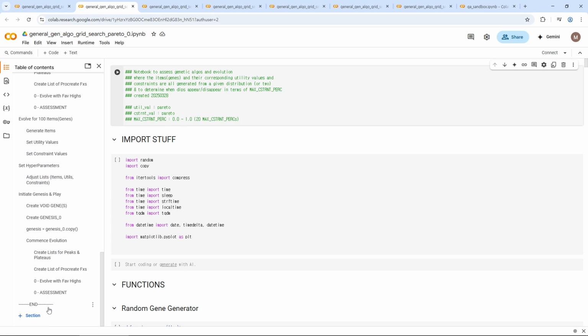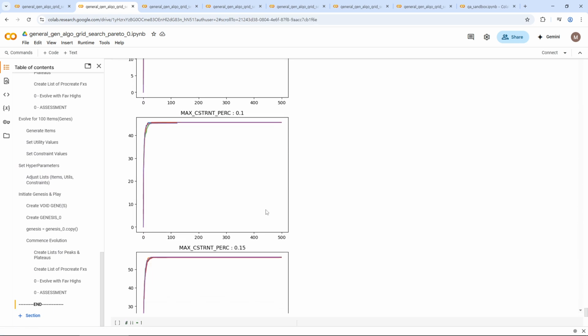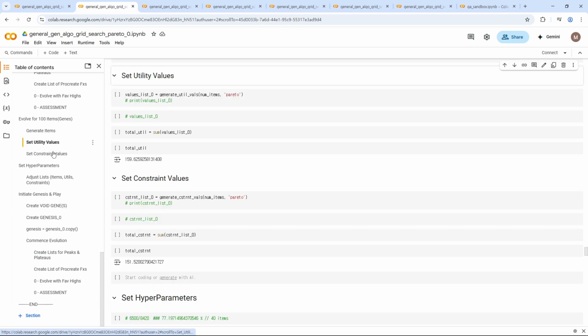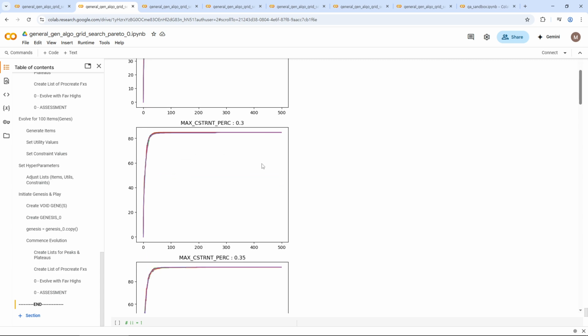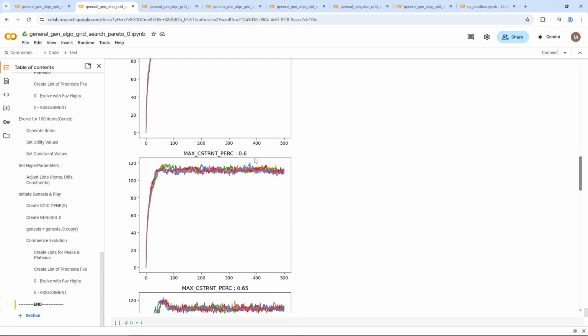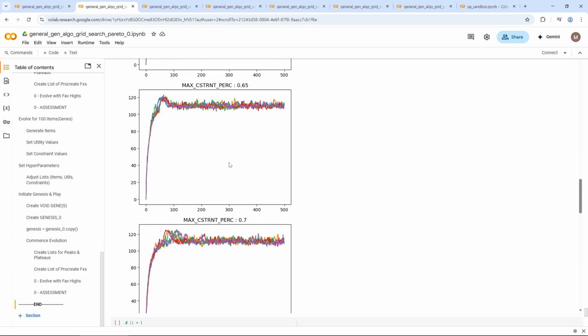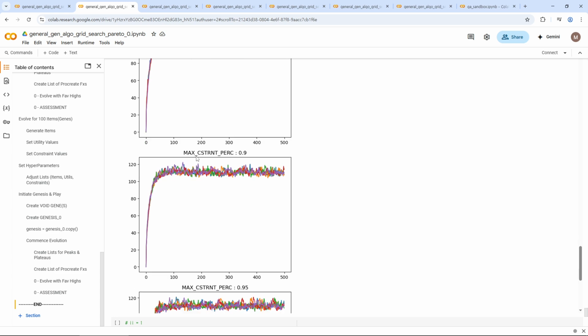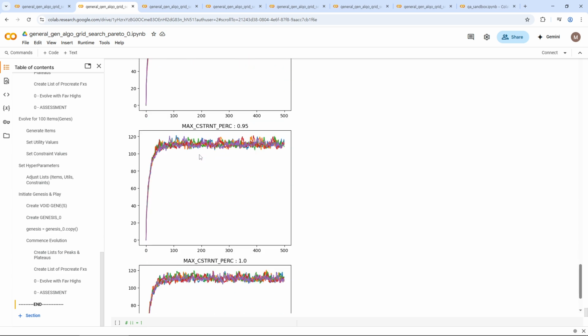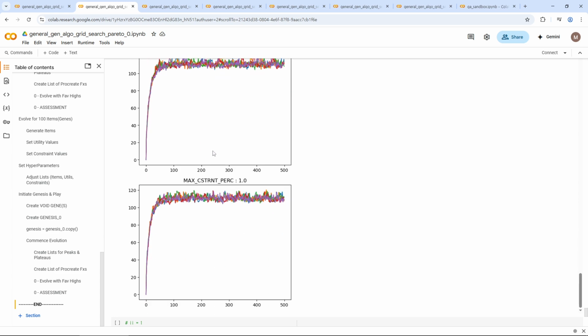Same story when I use the Pareto, where the total sum of utility values is 159, so 160, let's just say. And then did that ever happen? No, it didn't. It did not happen. I thought it was supposed to, but apparently not right now.